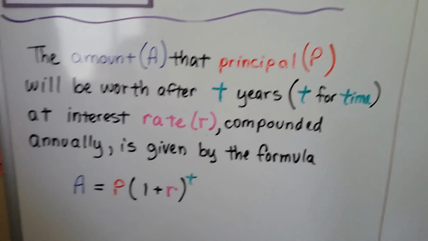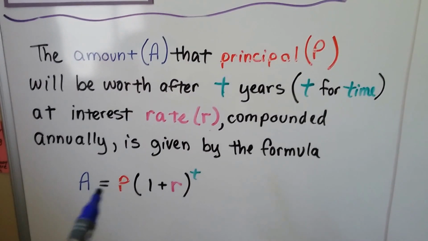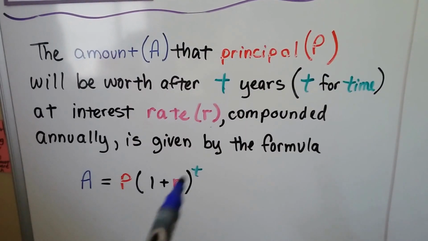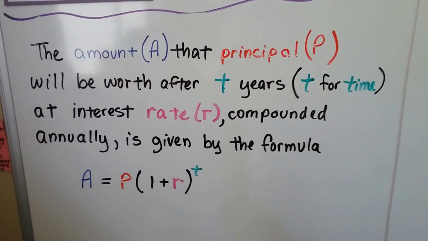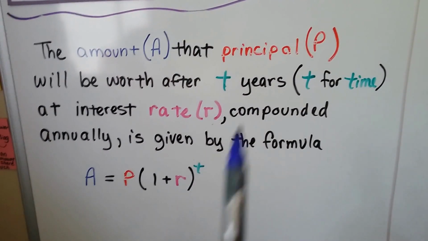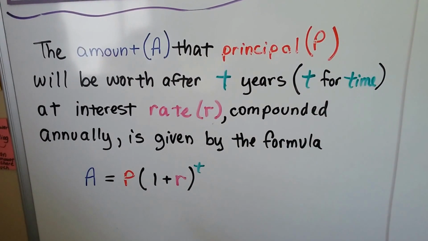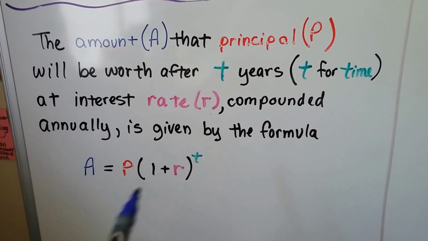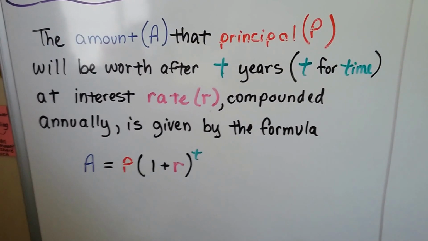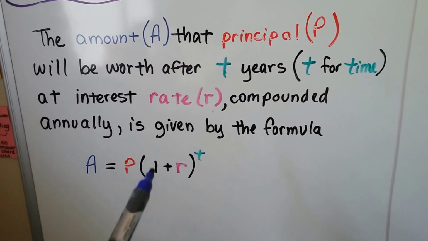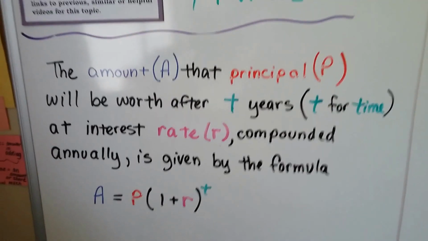So we've got this formula, A equals P times 1 plus r to the t power. Now, the amount A that principal P will be worth after t years, that t is for time, at interest rate r compounded annually is given by this formula, all right? And that's a 1 plus the rate, okay?